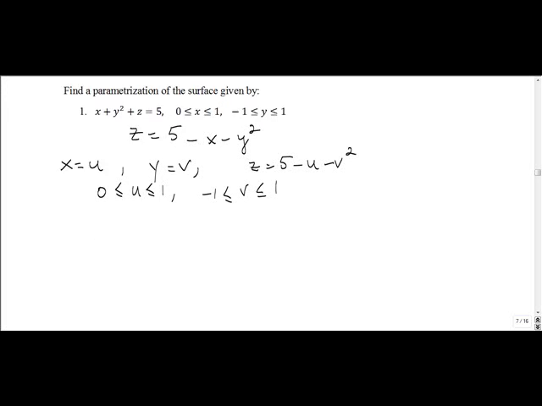Now, let's take number 2. What kind of surface is that? x squared plus y squared plus z squared equals 4. It's a sphere, right? Whenever you have to parametrize a sphere, the best thing to use is spherical coordinates. Remember, in spherical coordinates, let me just remind you.